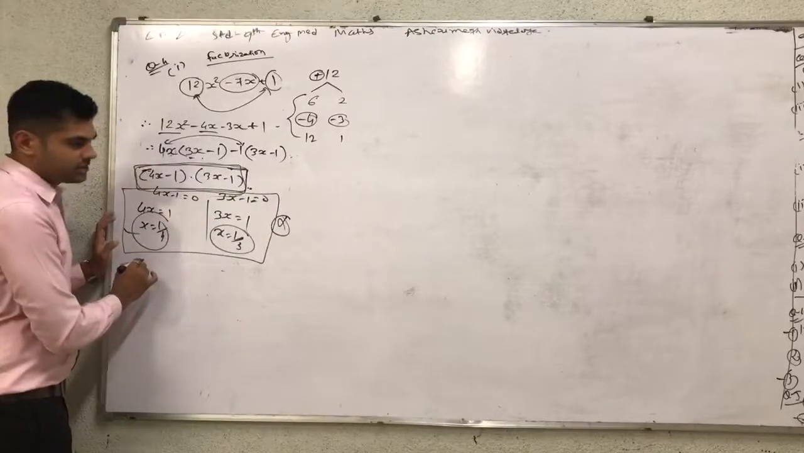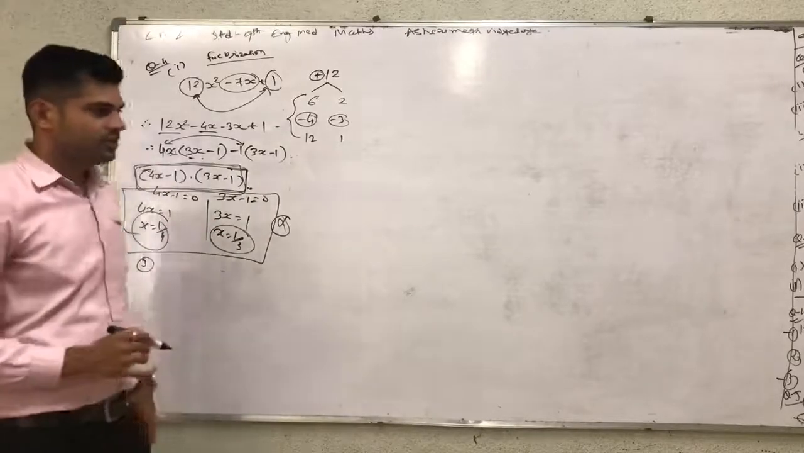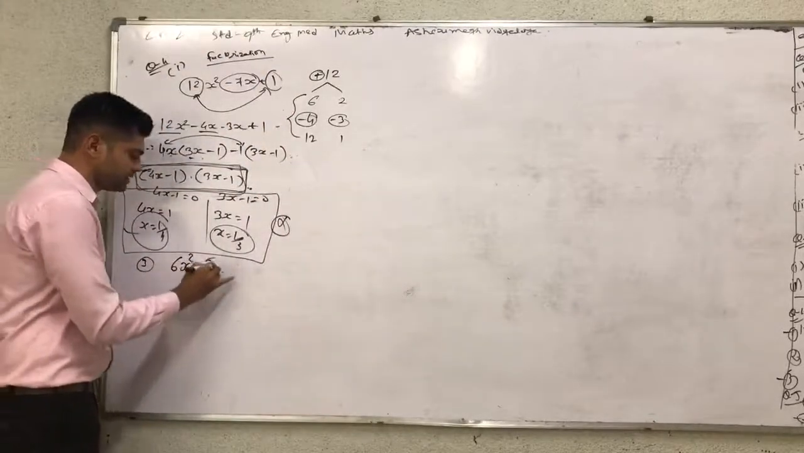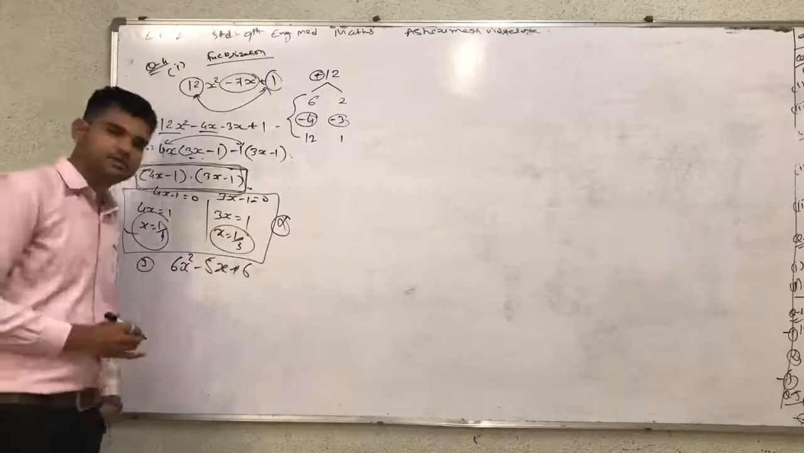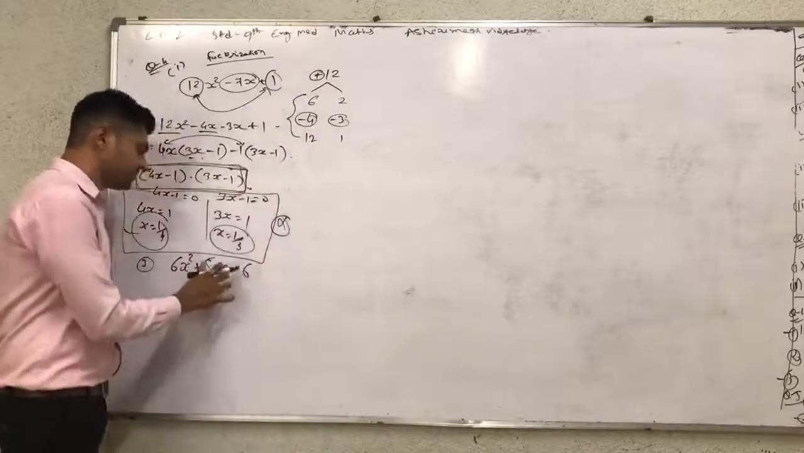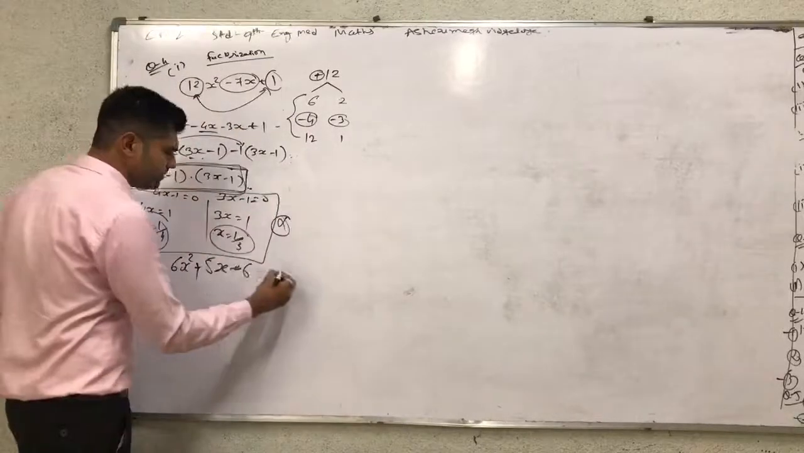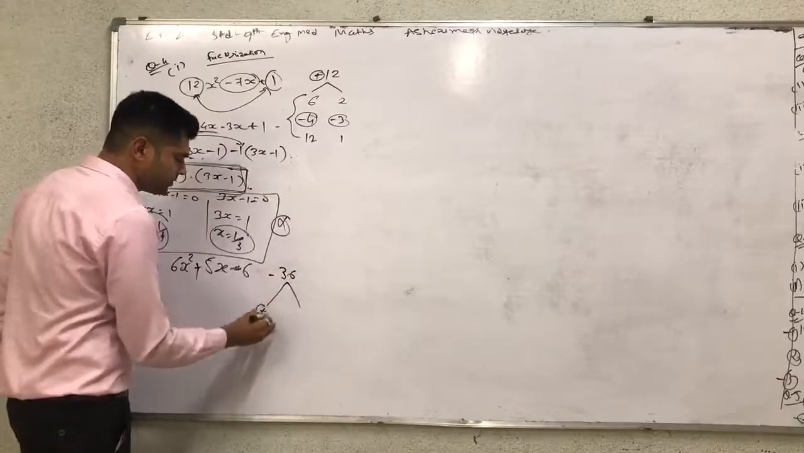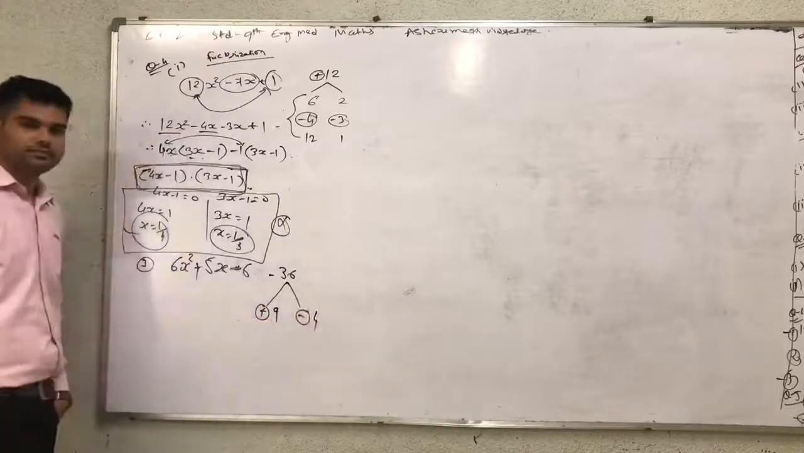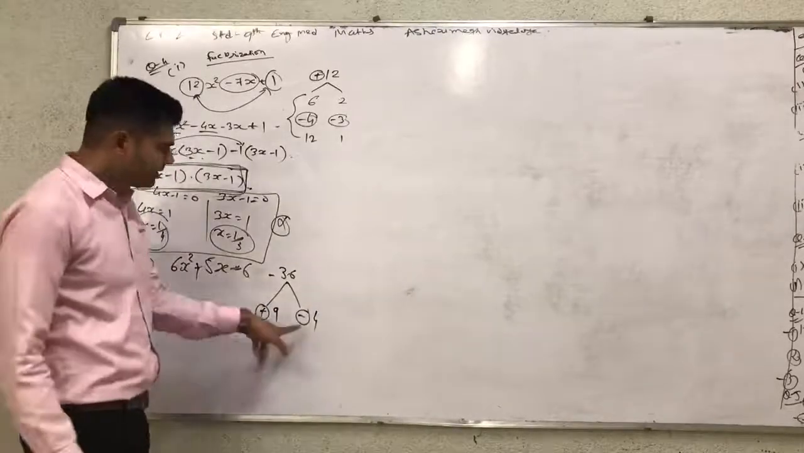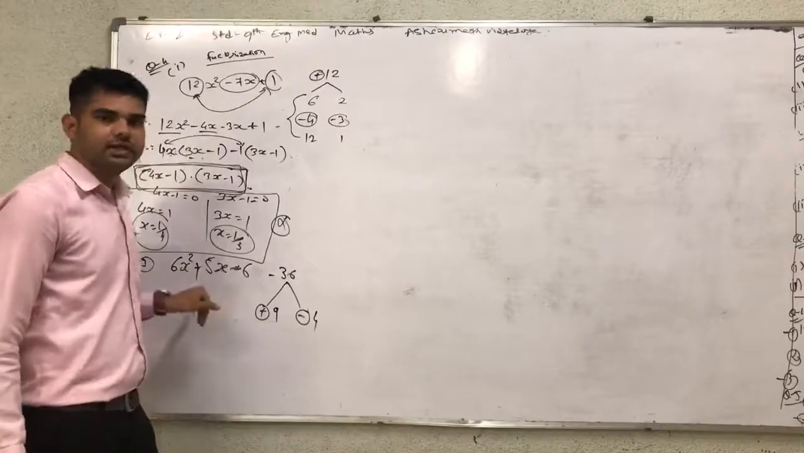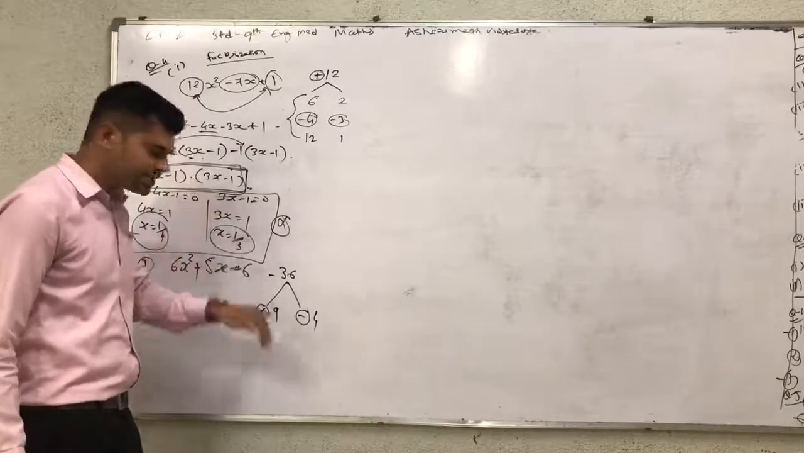Now try one question. The third question: factorize 6x square plus 5x minus 6. Here 6 into 6 is minus 36. So one factor is positive and the other is negative. So 9 into 4 is 36, and the subtraction of 9 and 4 gives 5. The middle term has plus 5 sign, so the bigger number has a plus sign and the smaller number has a minus sign.